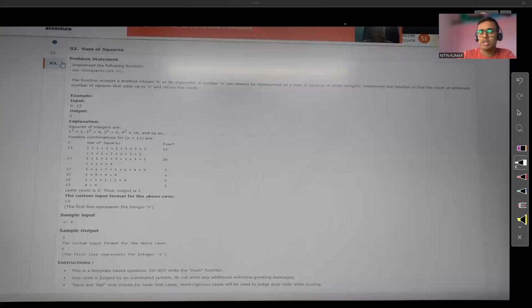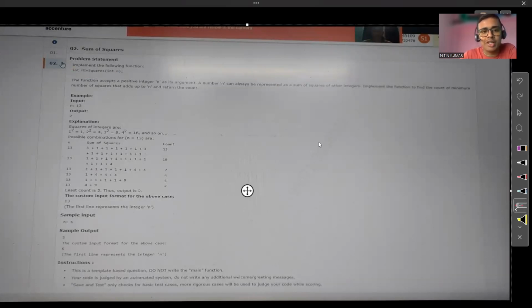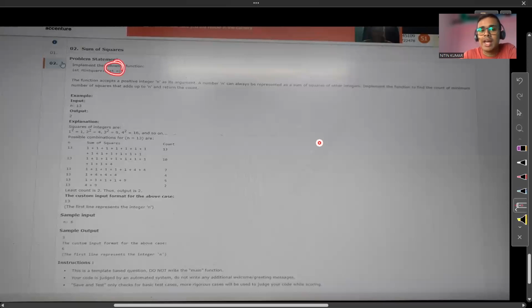Now let's get back to the coding problem. This is the coding problem which was asked in the Accenture examination. So let's first read the problem statement. The problem statement tells you that we have to implement a function called minimum squares, where an integer is passed as an argument.